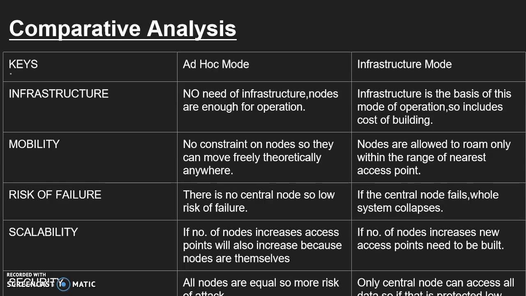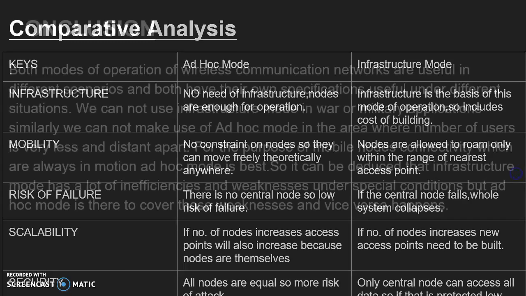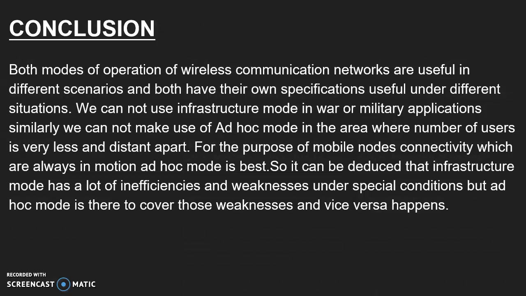Risk of failure. In ad hoc mode, all nodes are equal, so there is no central node, so there is low risk of failure. But in the infrastructure mode, if the central node fails, the whole system collapses. Similarly, scalability. If the number of nodes increases, we need to increase the number of access points also in the infrastructure mode. So it will increase the cost more and more, which is not the case in ad hoc mode.